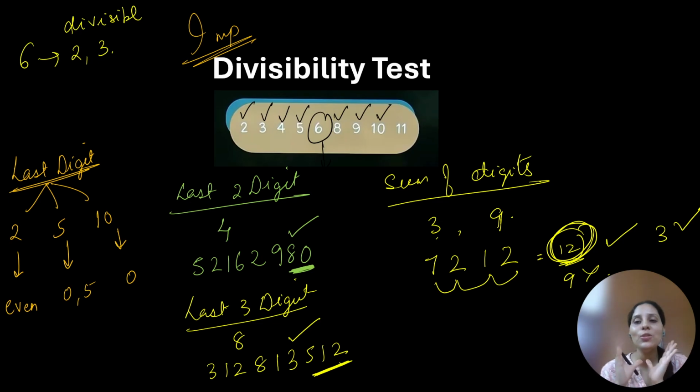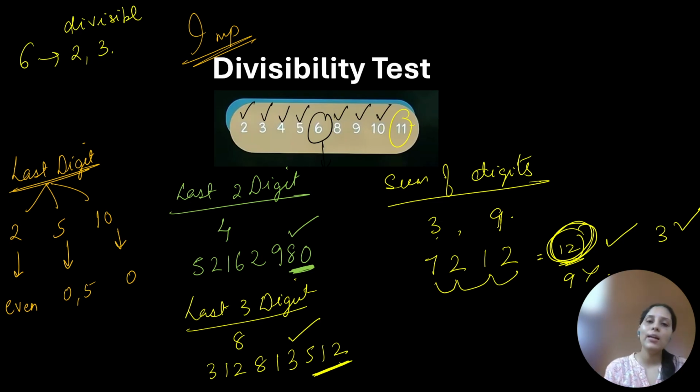So the only thing is you need to check that if the number is divisible by 2 and 3, then the number is divisible by 6. All right. Now next is 11, which is sometimes complicated for some students. So let us see 11.